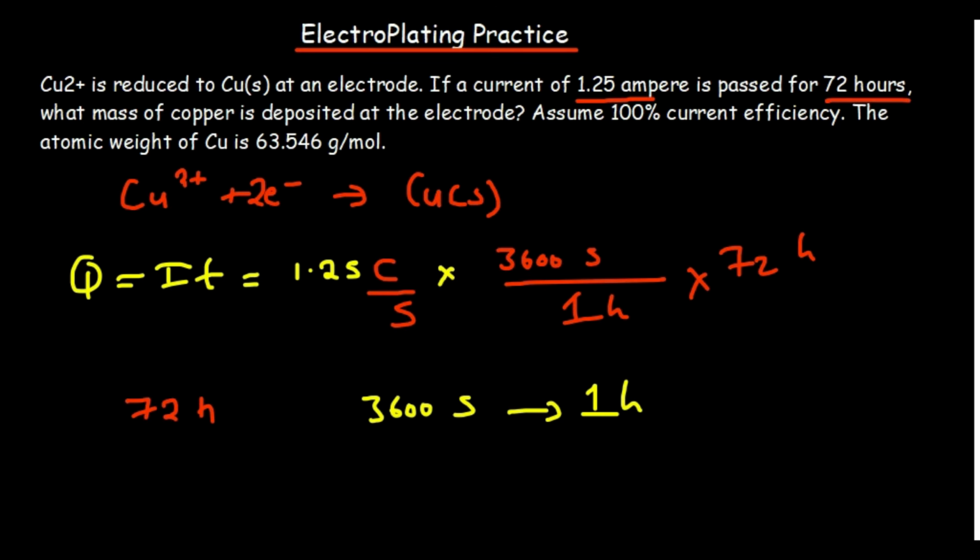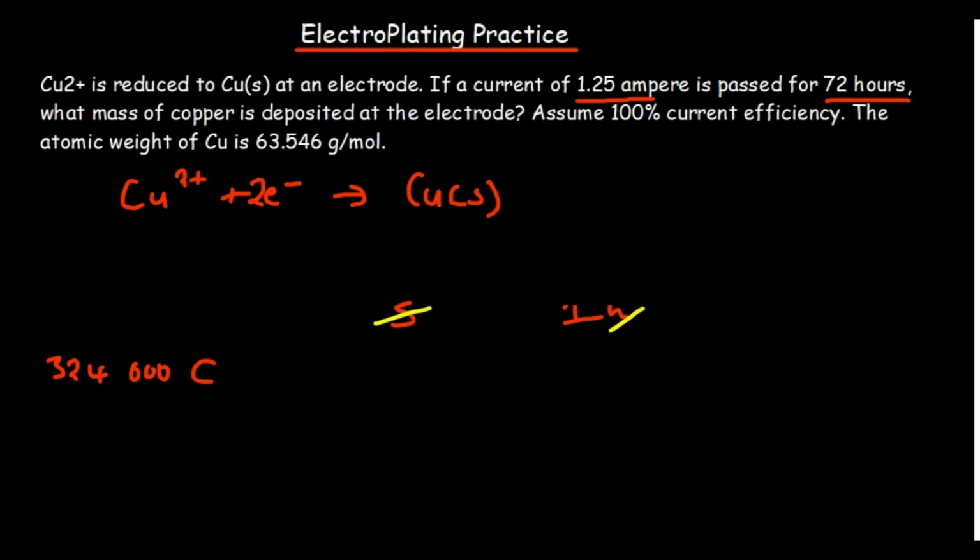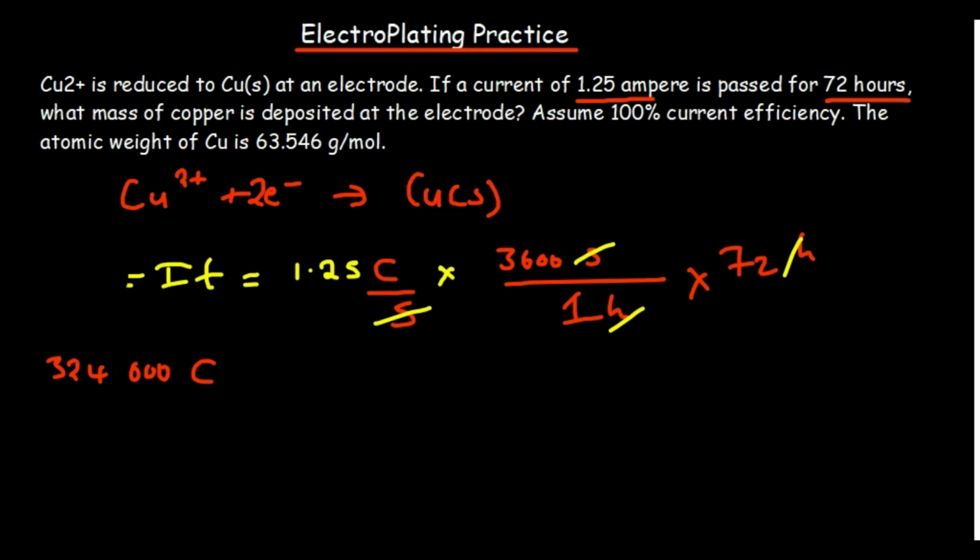So at this point we expect that the seconds here will cancel, the hour will cancel. So the only unit that is remaining there is the coulomb. So we have 1.25 multiplying 3600 multiplying 72. So what we have at this point is 324,000 coulomb. Okay, so we determine the charge by using the current and the time.